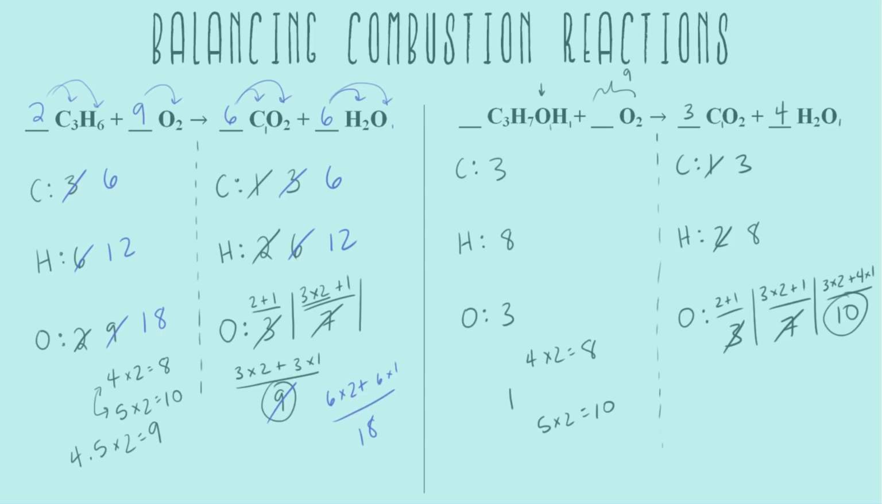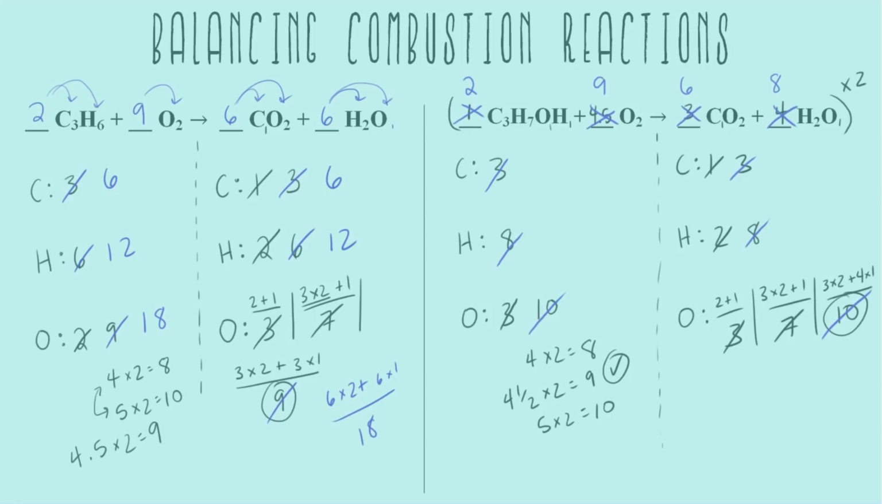So if I go ahead and do 4 and 1/2 times 2, that will be 9, and that's what I need for this problem. So temporarily, I'm going to put a 4.5 here. So now everything is balanced. I'm going to put in my 1 here so I can see clearly the math I'm going to have to do. And since I can't leave anything as a decimal, I'm going to multiply all of my coefficients times 2. So my final coefficients are 2, 9, 6, and 8.